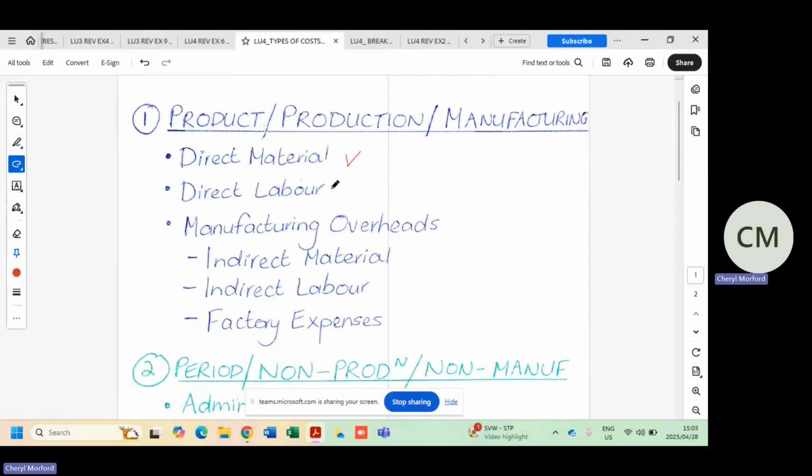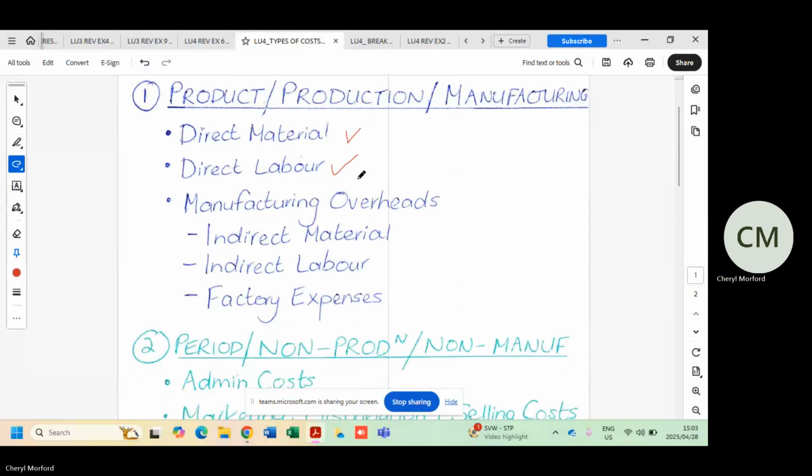Okay. Then we're going to have direct labor. These are the workers who are specifically directly involved in the production of the product, often referred to as touch labor because they are there, hands-on. They are operating the machines. They are using the equipment.